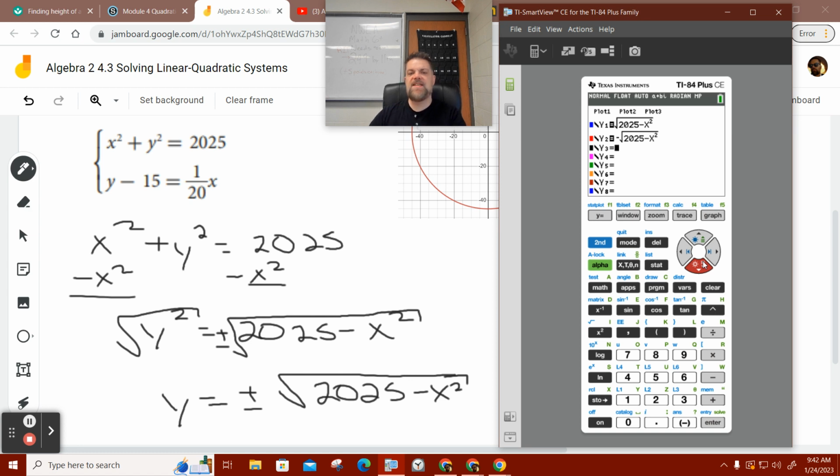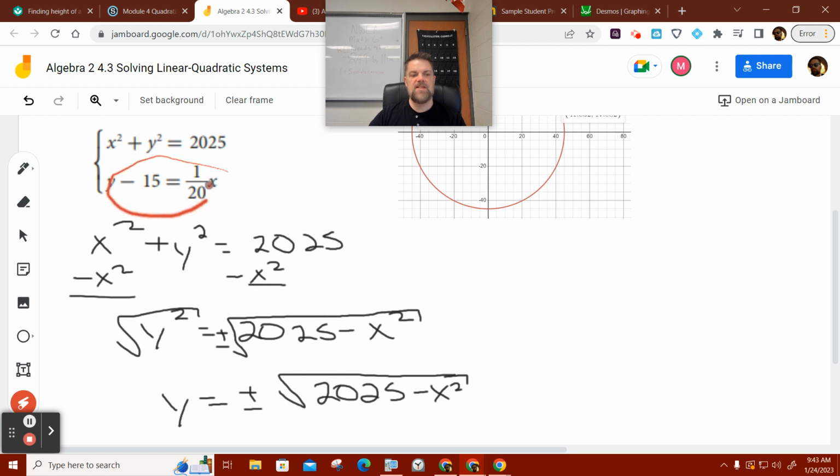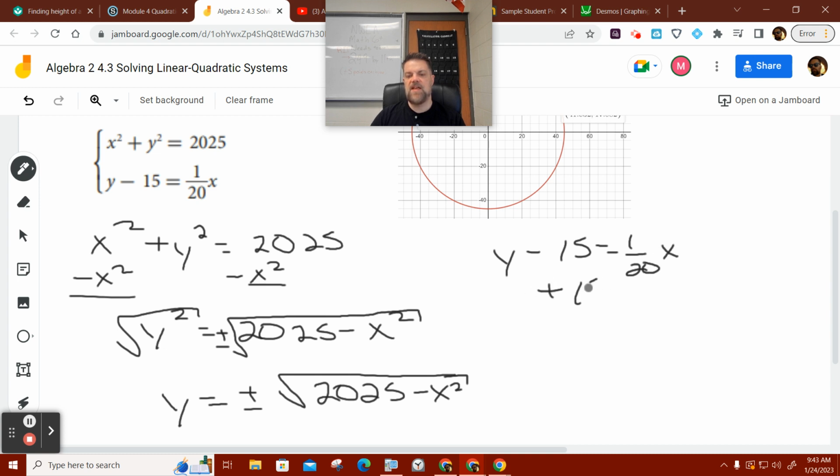Now, based on the graph, we need to make our graph big. Okay? By the way, what is this set equal to y? Well, that's pretty easy, right? For that one, I'm just going to say y minus 15 is equal to 1 over 20 times x. Add 15 to both sides, and I get y equals 1 over 20 x plus 15. So I'm going to graph that in my graphing calculator too.